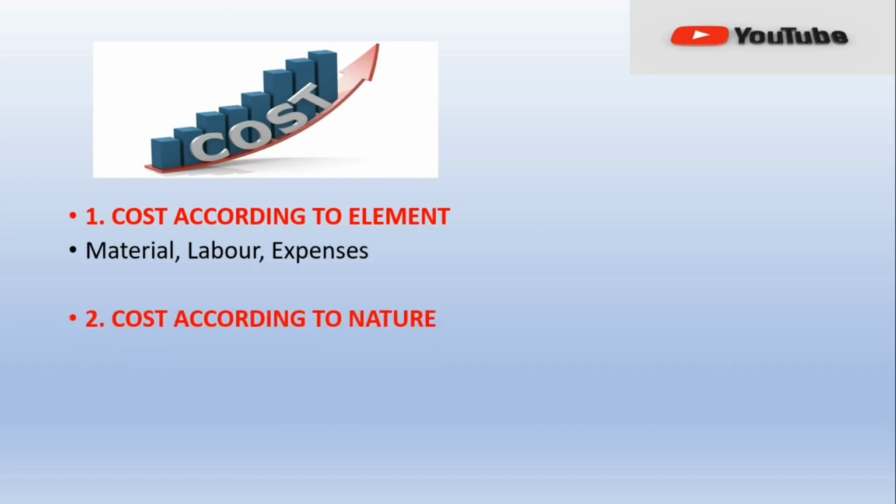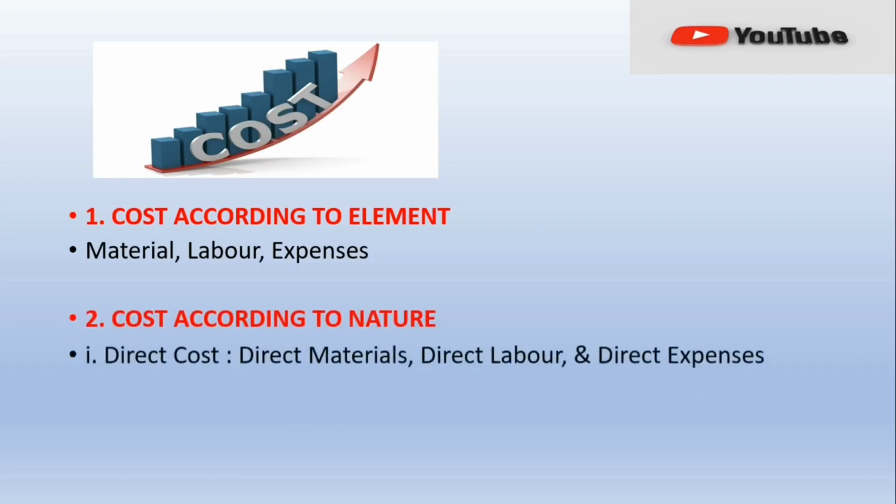2. Cost according to nature. Under cost according to nature, we have direct costs. These are the costs that can be directly identified and charged to a cost unit without apportioning. That is, these are the costs that can be traced to a particular unit of production, such as direct material cost, direct labor cost, and direct expenses. And these direct costs can also be called prime costs.